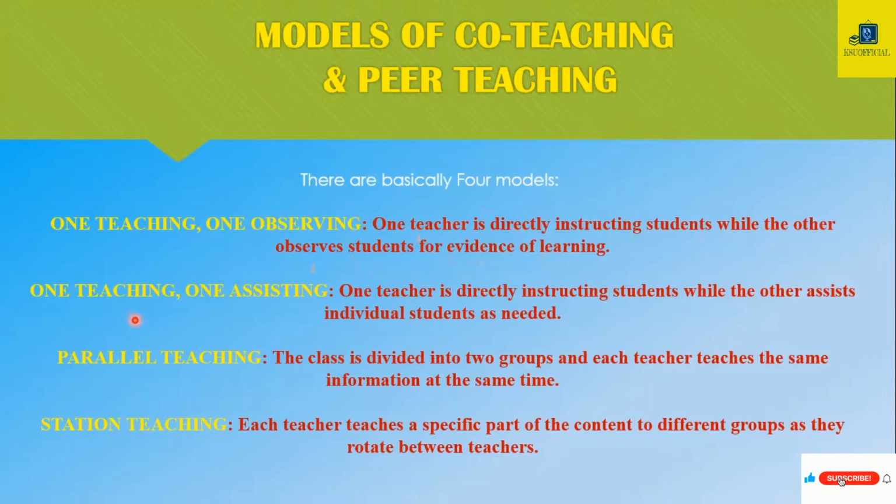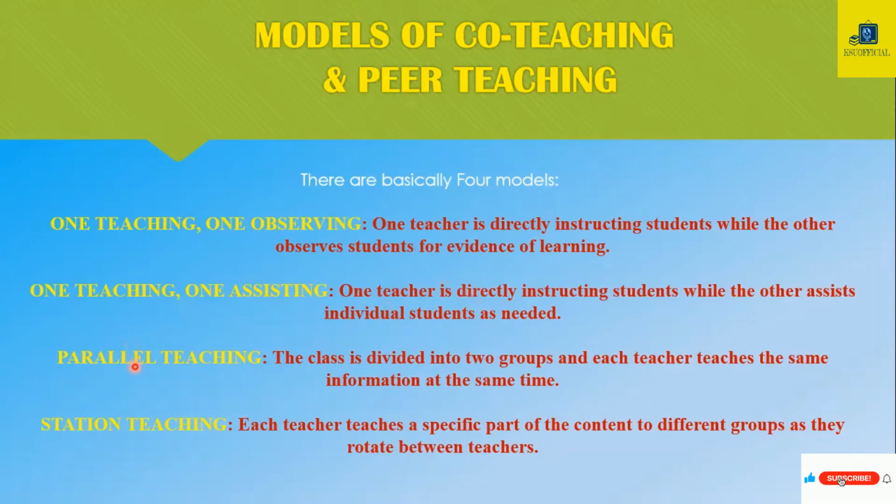Number two model is one teaching, one assisting. In one teaching, one assisting model, one teacher is directly instructing students, while the other assists individual students as needed. So, if I am a teacher, I am teaching, and my co-teacher is assisting the lower ability students or the students who have got doubts in making the notes or solving the problems.